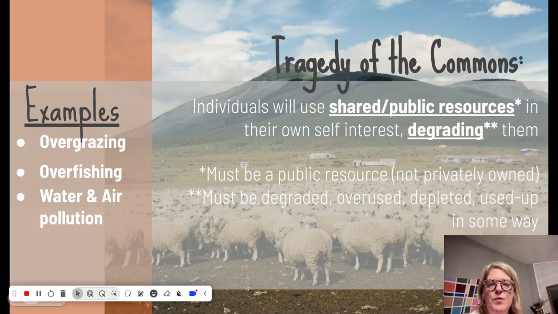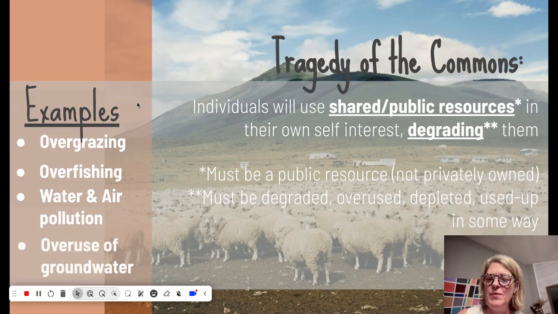Another example would be using resources in a non-sustainable way where we're polluting our air and our water. Air and water don't really belong to anybody, and so it's a totally public resource that can be used however we wish. And so putting chemicals into those environments at an unsafe rate can actually pollute and degrade all of the clean air and clean water that we have. So that's another example of tragedy of the commons.